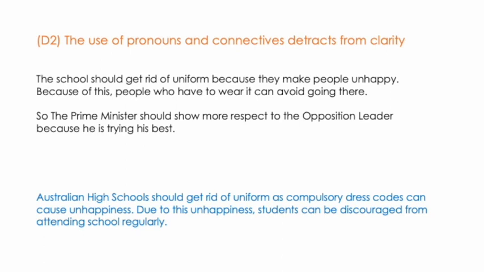As an example of how we could have improved this writing, we read, Australian high schools should get rid of uniform as compulsory dress codes can cause unhappiness. In this case, you can see I got rid of terms like they, which refer to the schools, and I've made it much clearer who I'm talking about. Notice how I start the second sentence, due to this unhappiness. So rather than just saying due to this, I talk about unhappiness, which logically is the last thing I spoke about in the previous sentence, but I've added clarity by being specific. You'll notice I say students can be discouraged from attending school regularly. So rather than saying people who have to wear it, a word like people could apply to anyone, I've been more specific in my choice of pronoun in this case, and that makes it clearer.